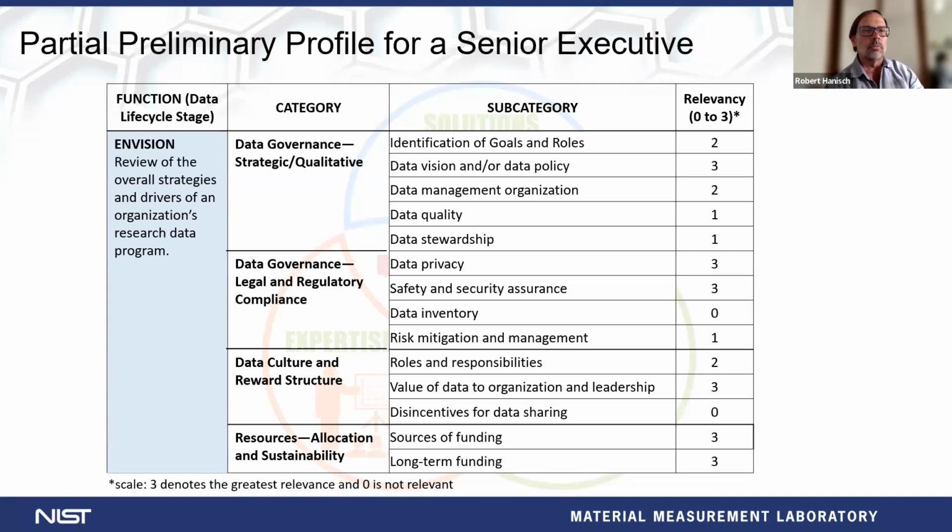For example, one back, so a profile for a senior executive might look like this. This is very preliminary, but in terms of data governance, strategic and qualitative, they would have a role in defining a data vision and data policy, maybe less so about data quality and data stewardship. They would have a role in data privacy, less so in the details of the data inventory and so forth. So we will work out the various roles and responsibilities and their relative priorities for each of these 15 different roles or profiles that we are working on. Next, please.